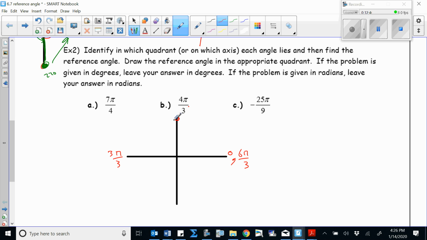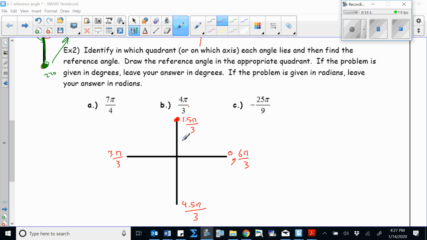Now, this point is half of 3 pi over 3. Half of 3 is 1.5, so 1.5 pi over 3. And then here, 1/2 is going to be added, so this will be 4.5 pi over 3. 3 plus 1.5. Okay. Now, where is 4 pi over 3? 4 is between 3 and 4.